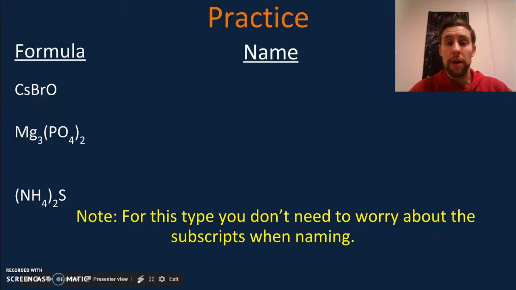Now again, when we're going from formula to name, you don't have to worry about the subscripts again. We don't care how many of these little numbers there are outside of the parentheses. Inside the parentheses, it does matter.